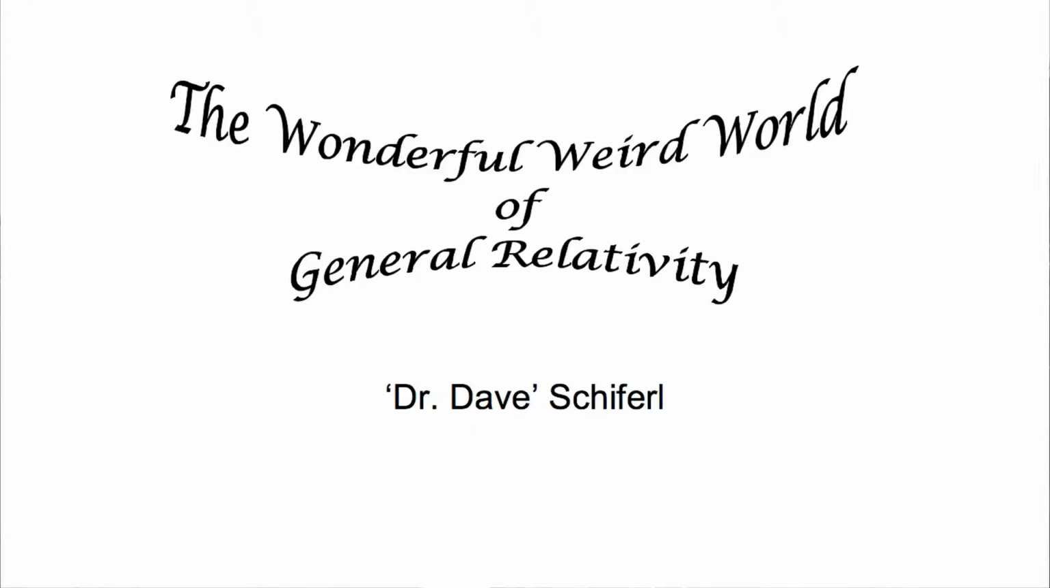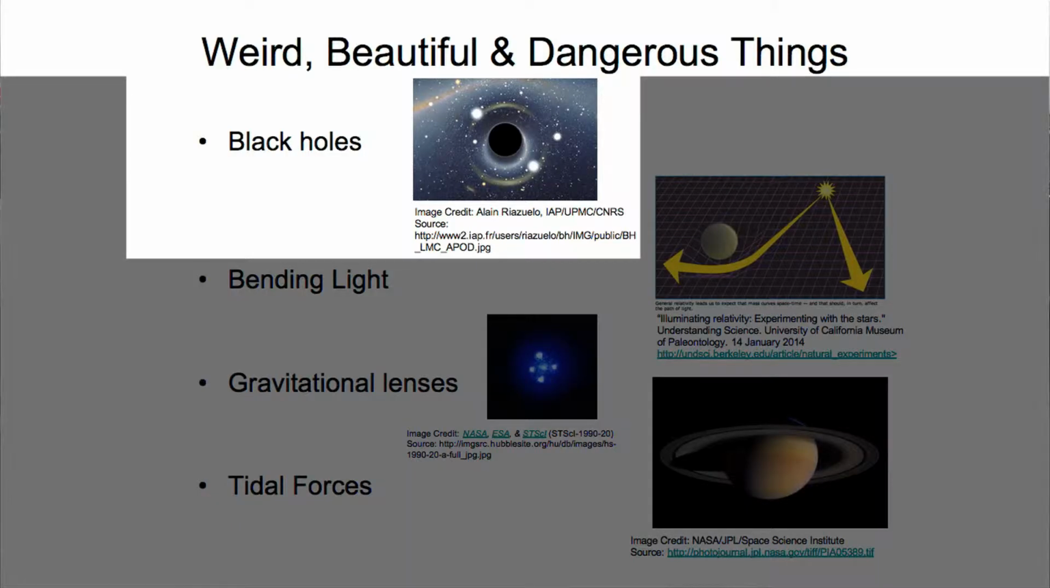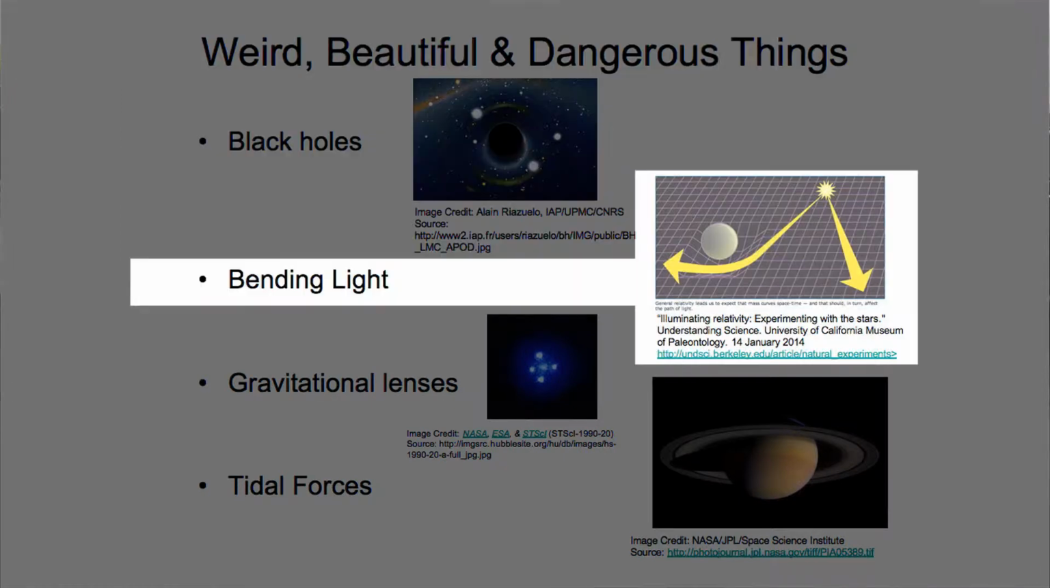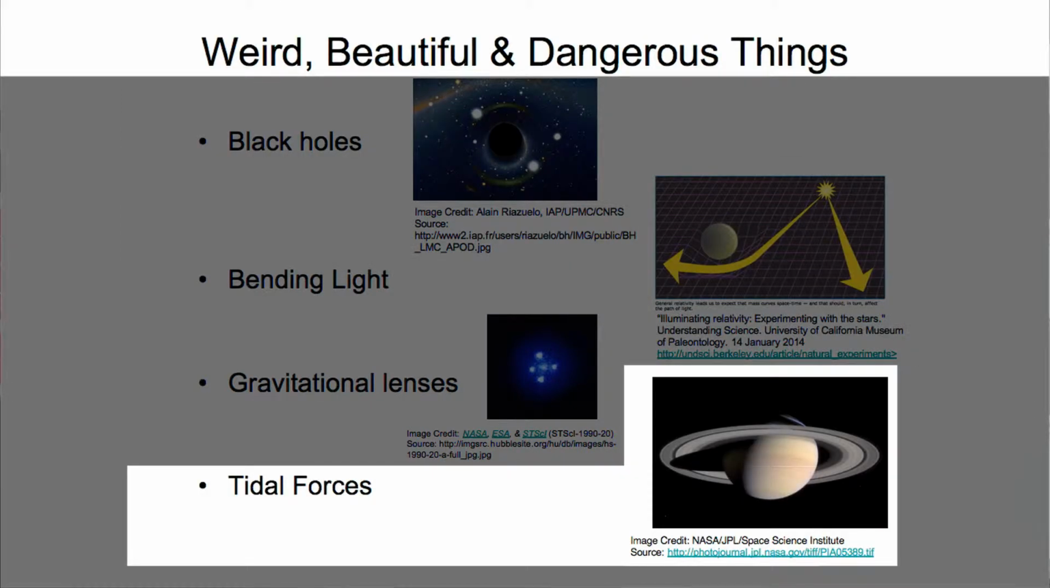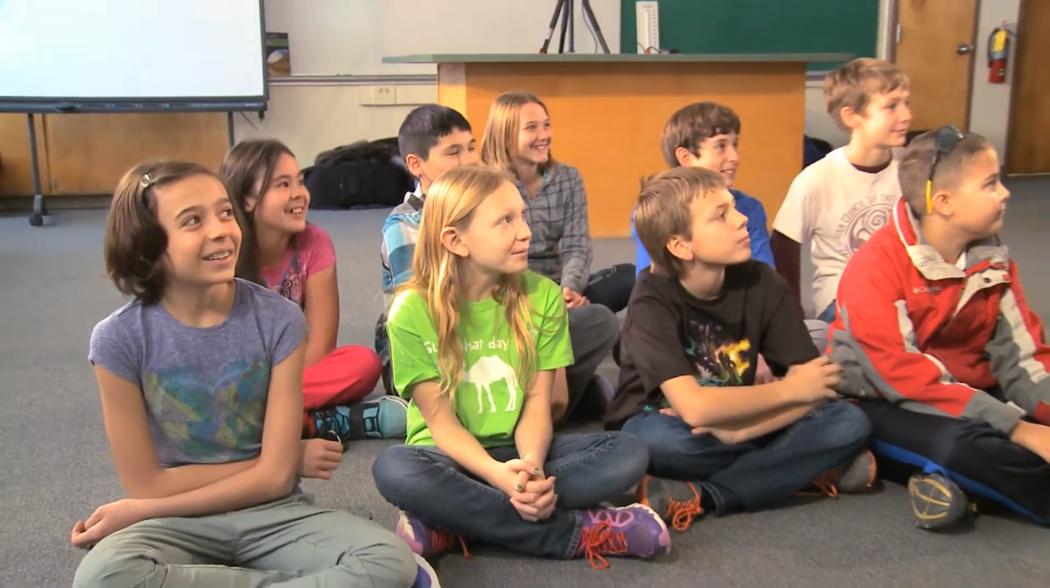Okay, so, wonderful, weird world of general relativity. You have black holes, bending of light, and tidal forces, which make the rings on Saturn. We're going to see an astronaut falling into a black hole. It's an animation, it's not a real astronaut. And watch what tidal forces do to him.